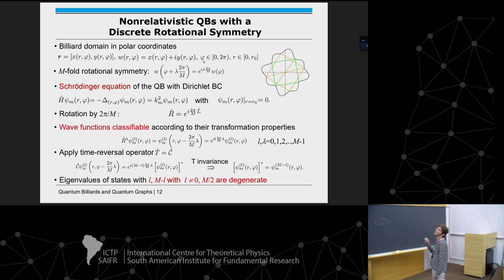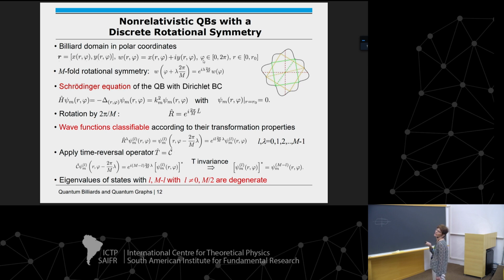So now if you have a system with an m-fold symmetry, then you can separate the eigenfunctions of the corresponding Hamiltonian system according to their properties under rotation by 2 pi over m in this example. So here you have your Schrödinger equation. This defines the wave functions, with the Dirichlet boundary conditions along the boundary. And now you can separate these wave functions according to their transformation properties under rotation by 2 pi over m. For this, you need to define the rotation operator, which is just given by e to the i 2 pi over m times the angular momentum operator, which I call here L.